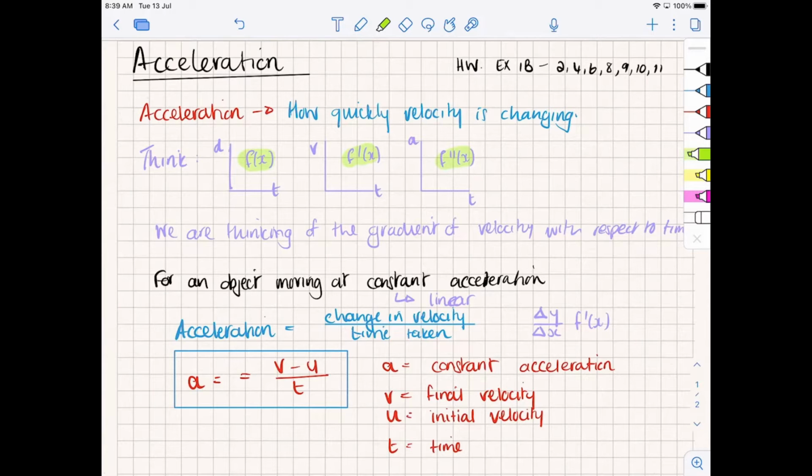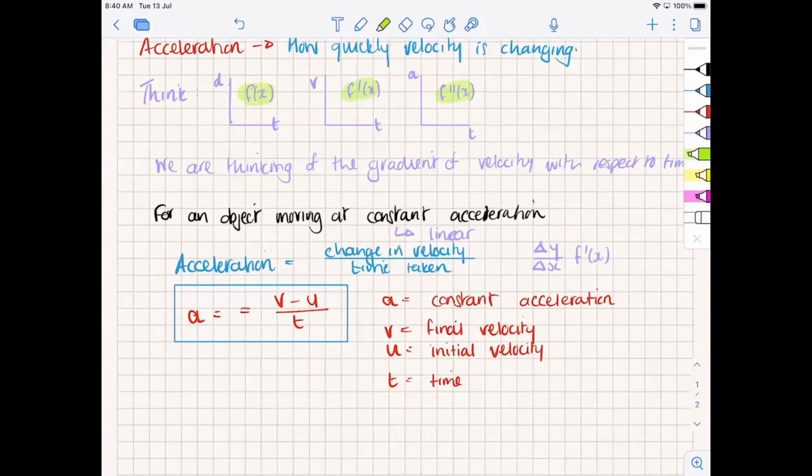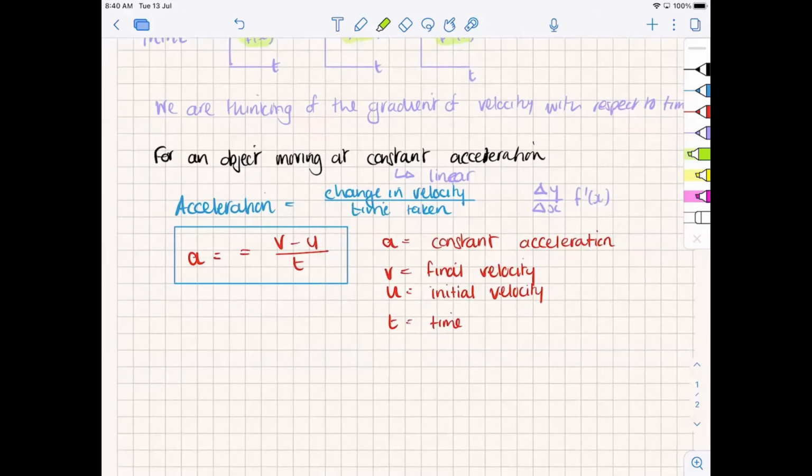So if we think about acceleration as just a change in velocity over time, all that is gradient, a change in a y value over a change in an x value. And that helps us put together the formula for acceleration. As you can see, acceleration is just change in velocity over the time taken. So if we want a change, the velocity would be your y coordinate.